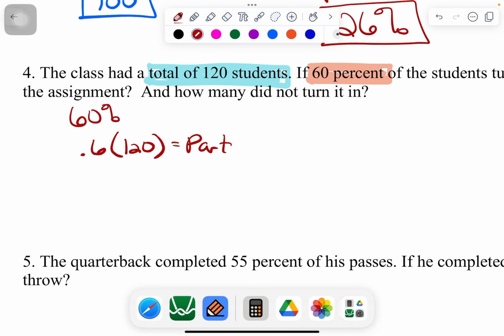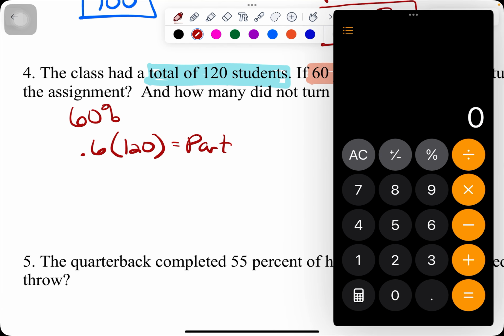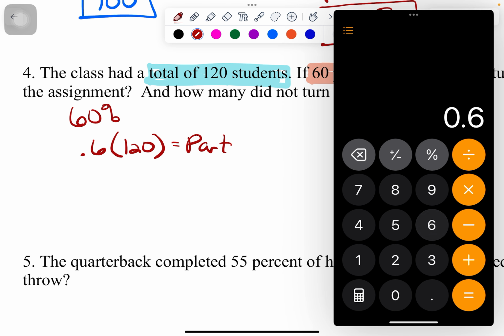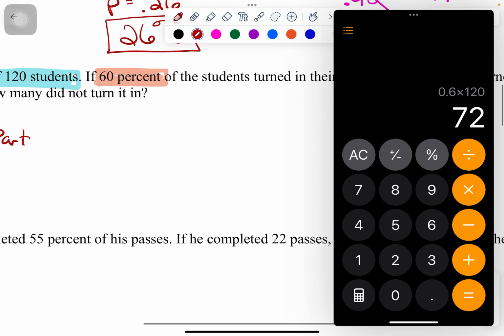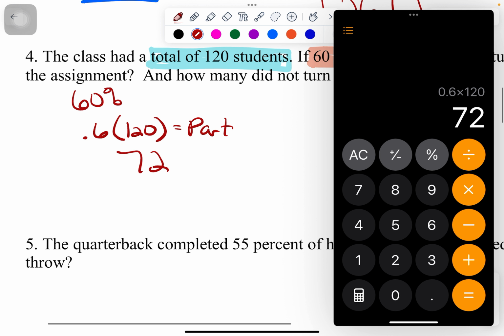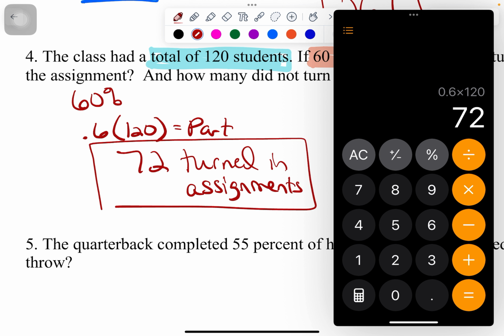So let me pop back up my calculator here. Let me see if I can get it to sit on top. Oh, I can't. Perfect. All right, so 0.6 times 120. Remember, the parentheses just mean to multiply. All right, so 72, and this was the percent for turning in assignments. So 72 turned in assignments. All right, so that's the first question.